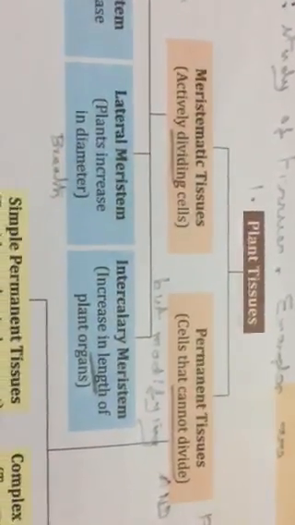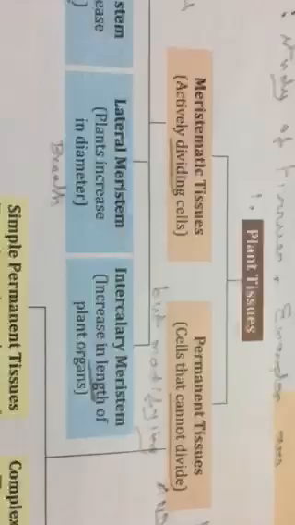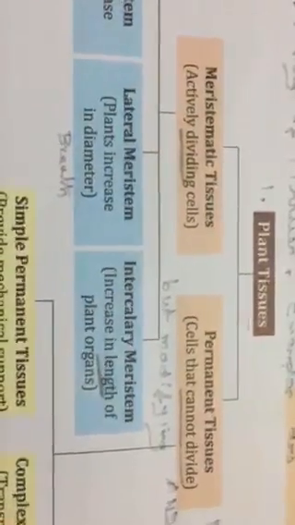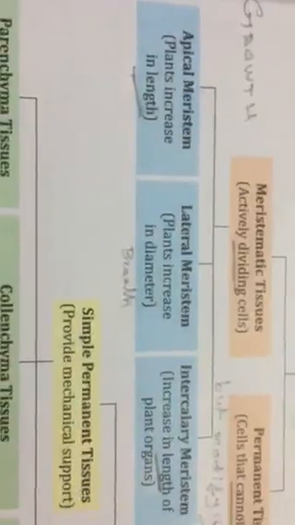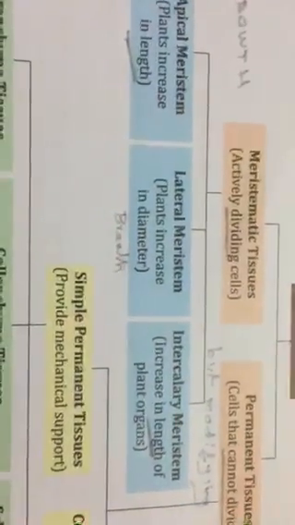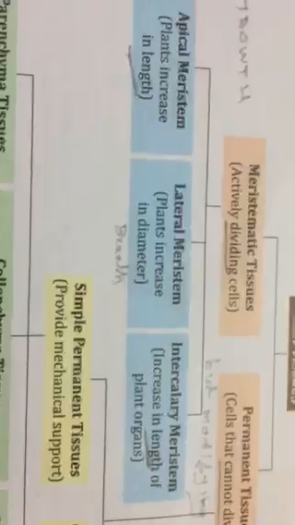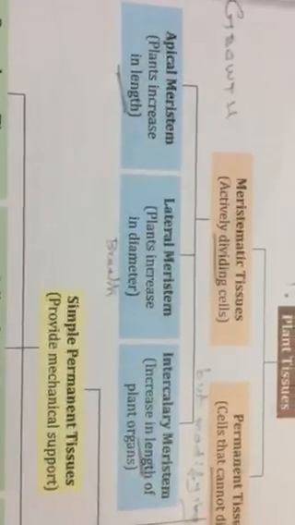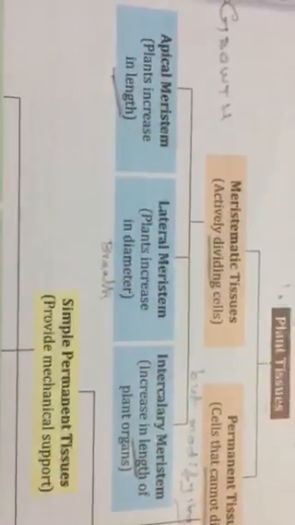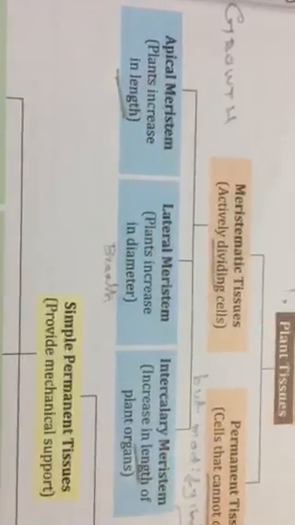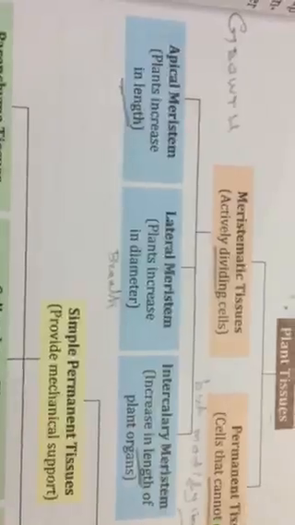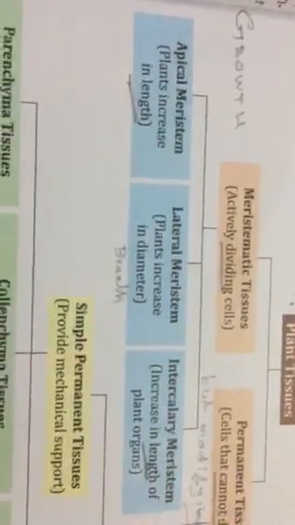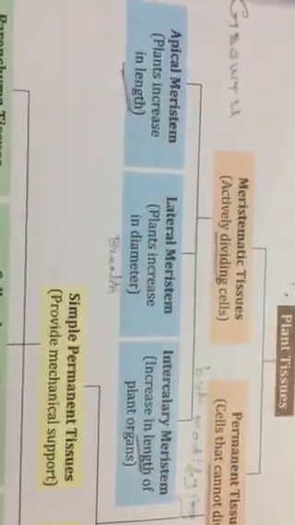The first layer is very simple. Plant tissue is divided into two. Then meristematic tissue is divided into three: apical, lateral and intercalary. I marked for you. You should remember apical meristem is at the tip. Lateral meristem is in between the node and intercalary meristem.